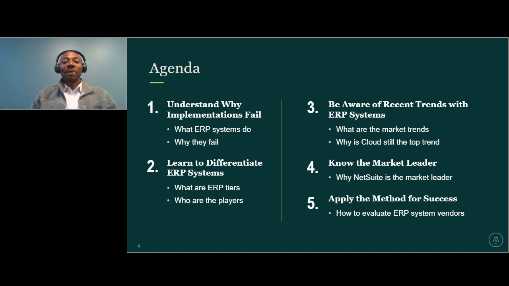So for our agenda, we'll be discussing what ERP systems do and why they fail. Then we'll differentiate ERP tiers and identify who the major players are. After that, we will discuss the recent trends with ERP systems. What are the market trends and why is cloud still the top trend? We'll then introduce you to the market leader, NetSuite, and explain why it's the market leader. And then finally, we'll wrap it up by going over a recommended method for successfully evaluating ERP system vendors.